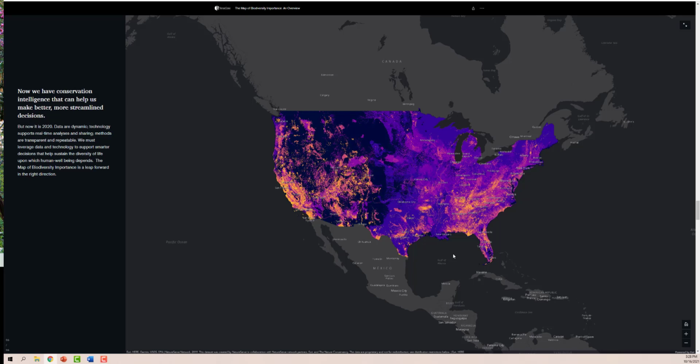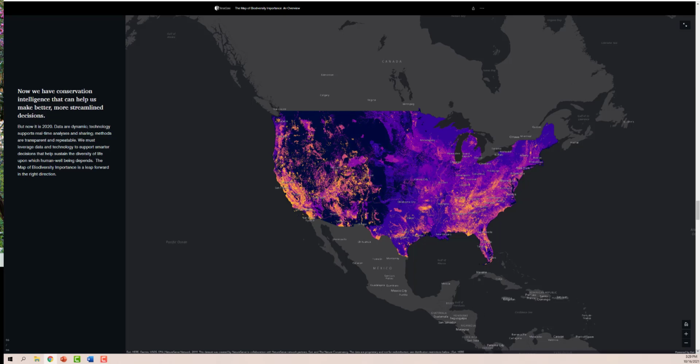So what does 2020 mean in terms of this kind of map, the year 2020? So these data are dynamic. The technology supports real-time analysis and sharing. The methods are transparent and they're repeatable. You can leverage data and technology to support smarter decisions and sustain the diversity of life upon which human beings depend.